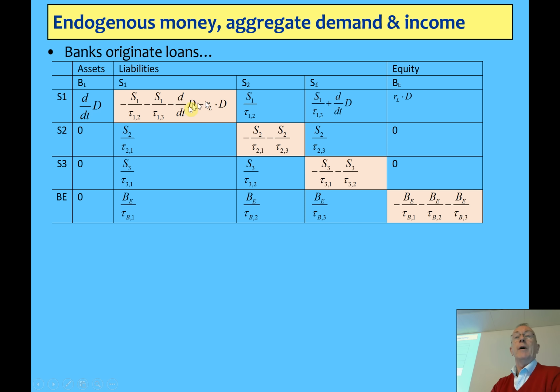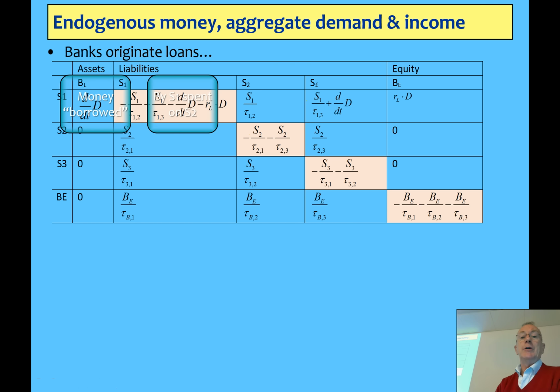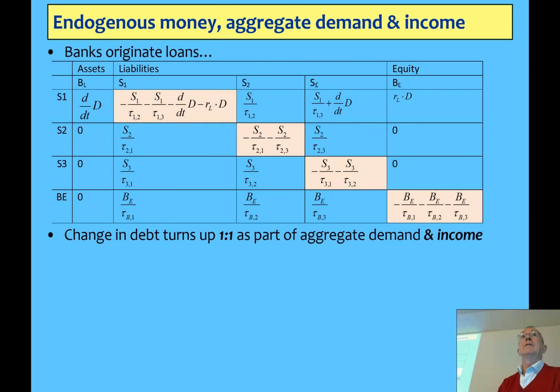So there's a one-for-one relationship between the change in debt and the amount of expenditure you're doing, and equally the amount of income. You sum that across, there's the money, and I've got it in inverted commas deliberately because it's not really borrowed, it's created by lending, is spent by sector 1 on sector 2, which creates income for sector 2 at the same time as expenditure for sector 1. So when you sum that up, you get a one-for-one relationship between change in debt and aggregate demand and aggregate income.